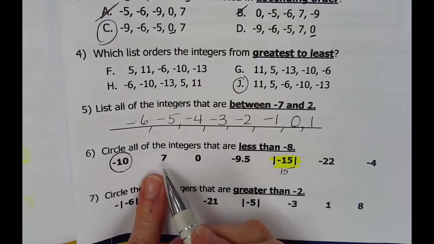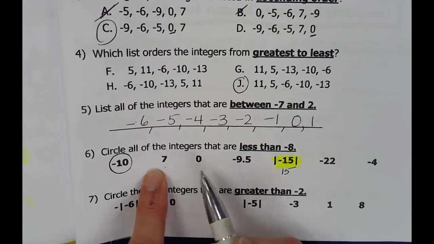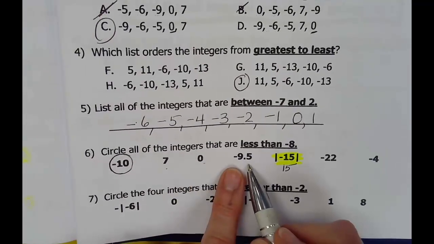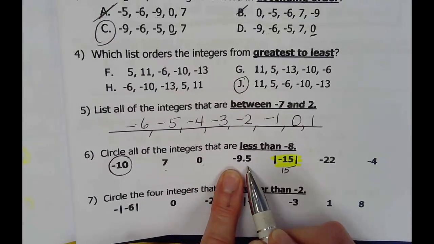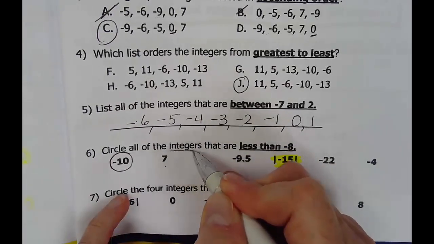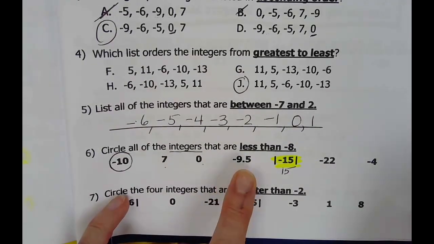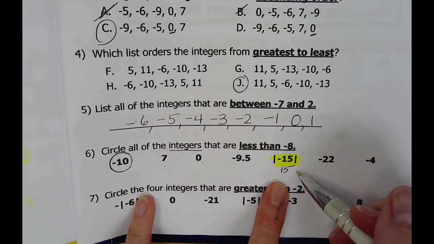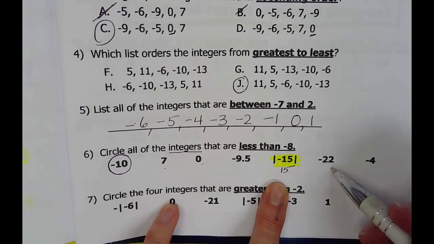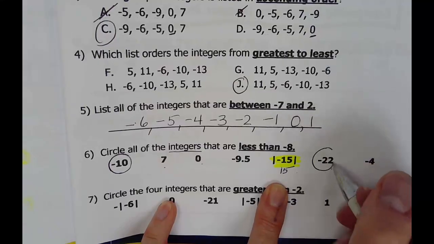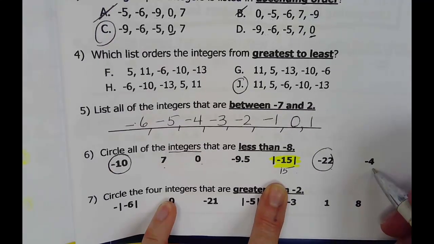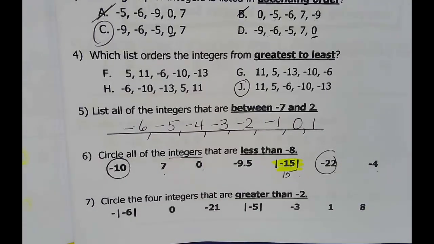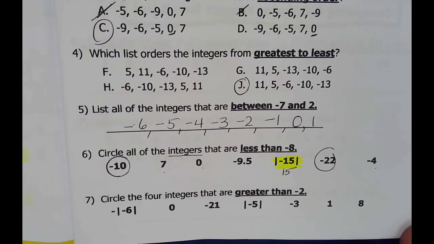Should I circle 7? No. 0. -9 5/10. Is it an integer? No, it's a decimal. Am I going to circle -15, the absolute value of -15? How about -22? Yeah. How about -4? Is it to the left? It's to the right. Okay, so only those two should be circled.